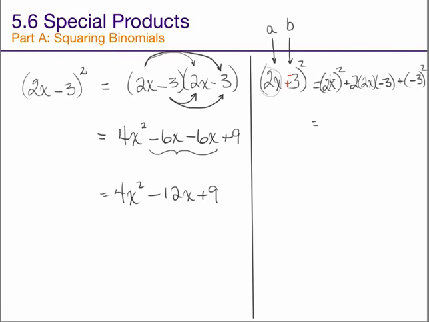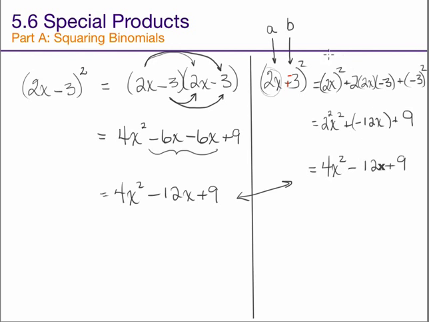Using the product property for exponents again, here I get 2 squared x squared plus 2 times 2 times negative 3. 4 times negative 3 times x plus negative 3 times negative 3 is positive 9. 2 squared is 4, plus negative 12x is the same as minus 12x, plus 9. And my answers match. Two different techniques.